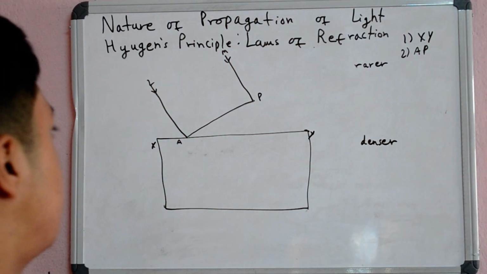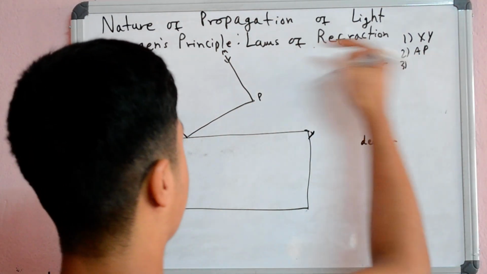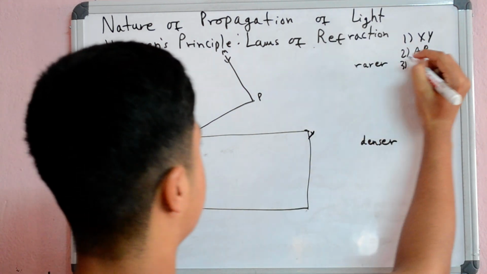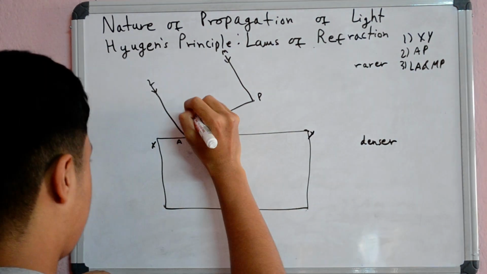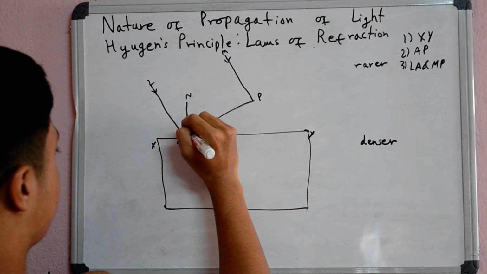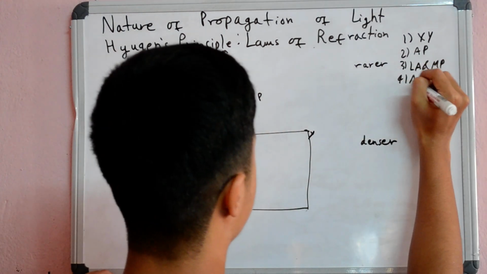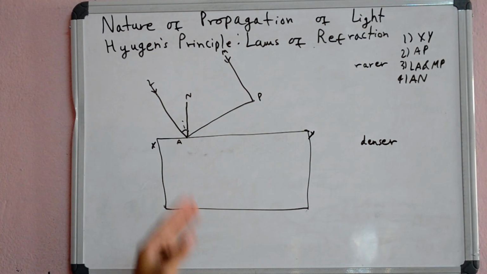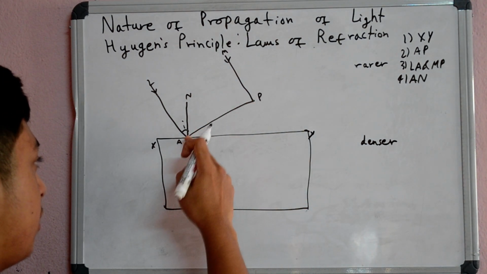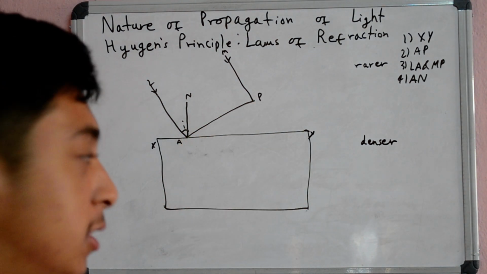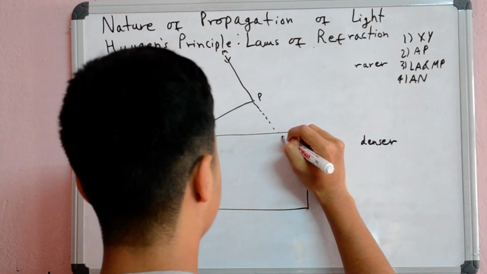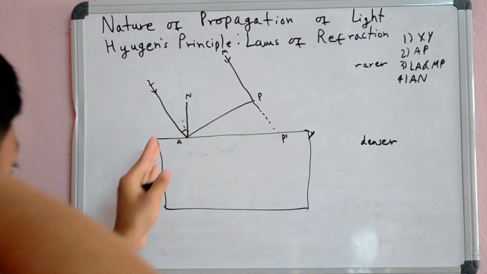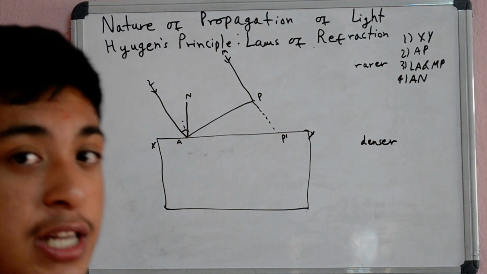Now the first four steps are basically the same as that of the laws of reflection. LA and MP. Now we draw our normal. This becomes our incident ray for AN. Now in the reflecting part, when P goes to P dash, A reflects to AA dash with the same distance. But here, when P goes to P dash, like this, A refracts to AA dash but with less distance.